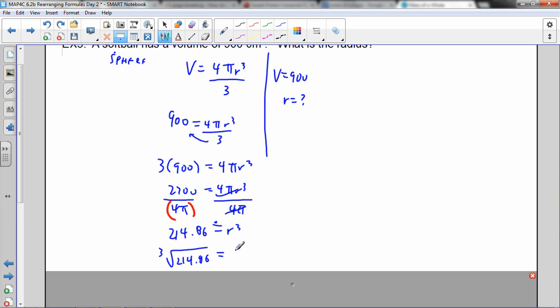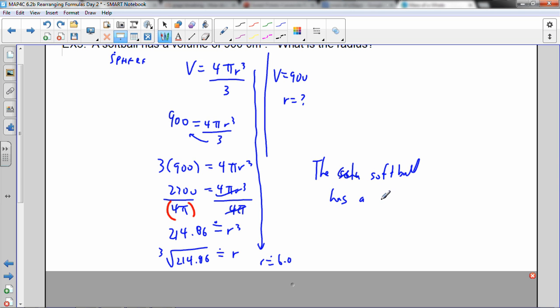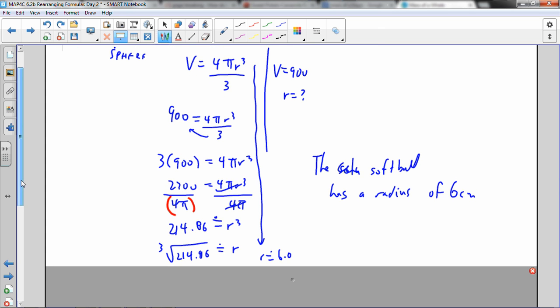And notice how I'm working down the page. The equal sign stays in the same spot all the way down the page. And then there's my answer. Hang on, that's not my answer. My answer is around 6. R is about 6. There's a softball. Has a radius of 6 centimeters, 6.0. I had to round up there.